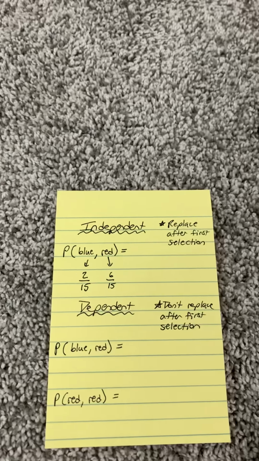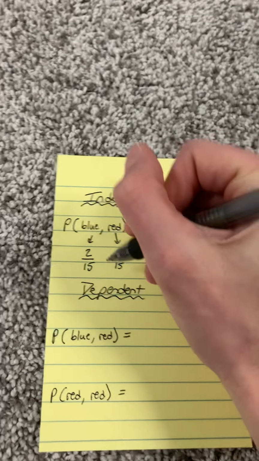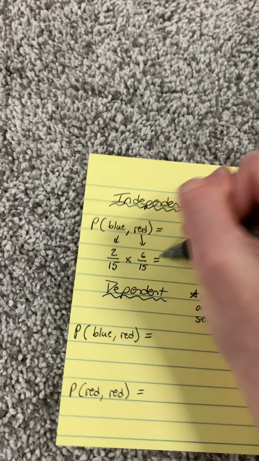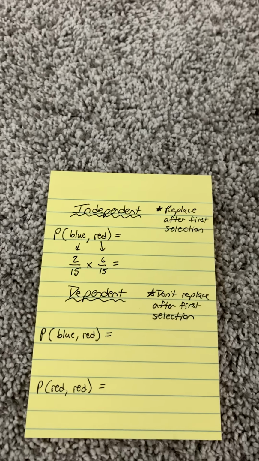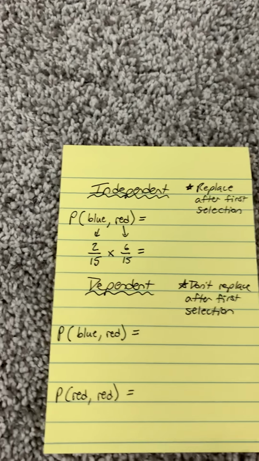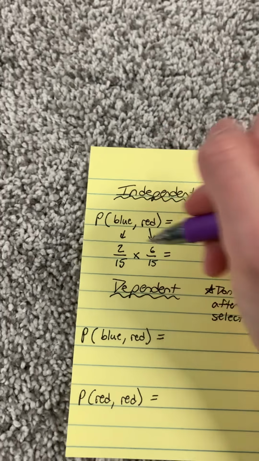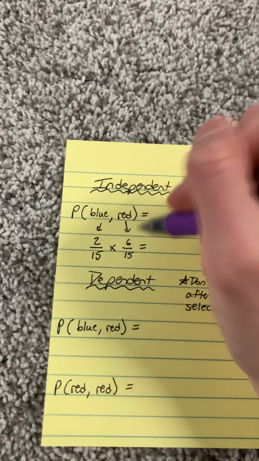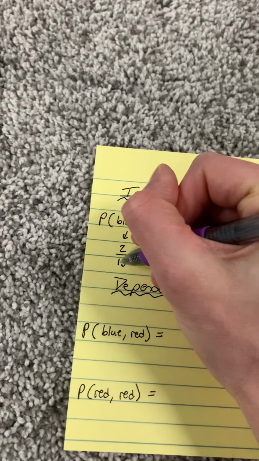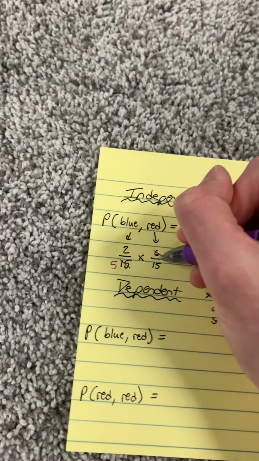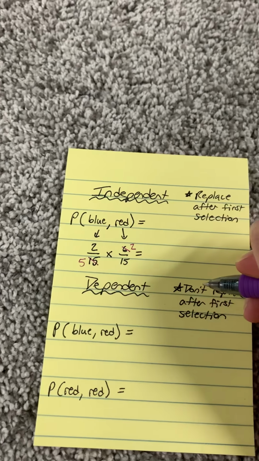And now, like it was explained in the video, we multiply those probabilities together. Now, these could turn out to be some big numbers, which is fine. You can always reduce at the end. But remember, it's always easier to reduce while you multiply here. So I'm looking at 2 and 15. I can't reduce. But 6 and 15 can both be divided by 3. So this becomes a 5. This becomes a 2. And then I multiply across.